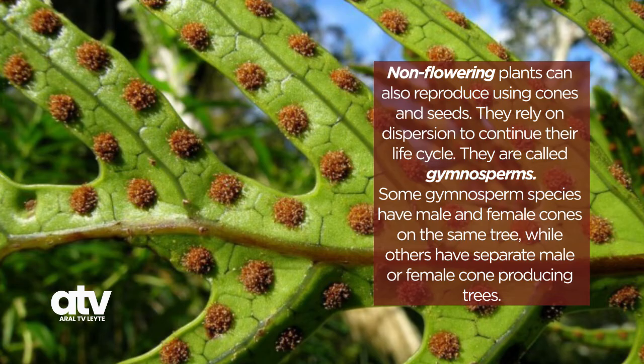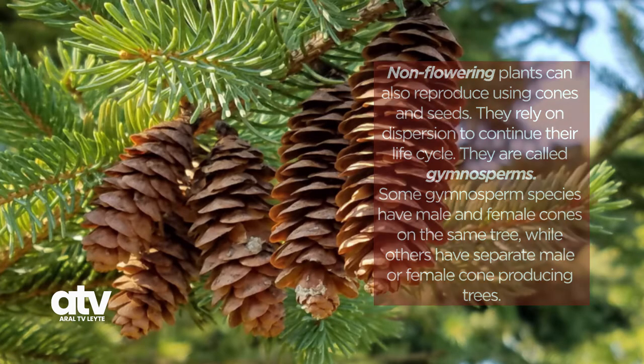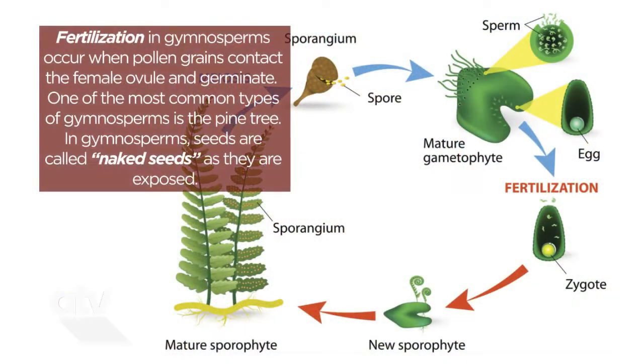They are called gymnosperms. Some gymnosperm species have male and female cones on the same tree, while others have separate male or female cone-producing trees. Fertilization in gymnosperms occurs when pollen grains contact the female ovule and germinate. One of the most common types of gymnosperms is the pine tree. In gymnosperms, seeds are called naked seeds as they are exposed.